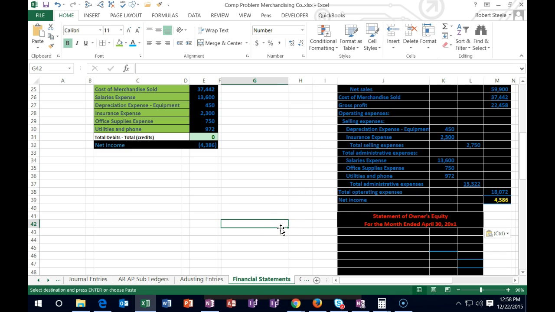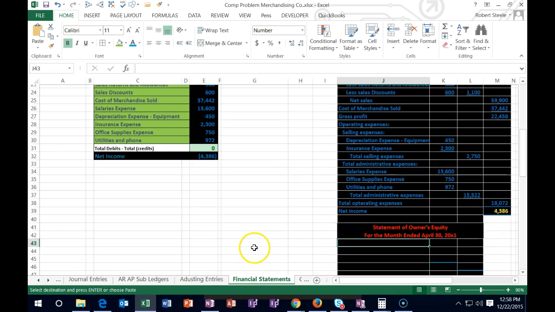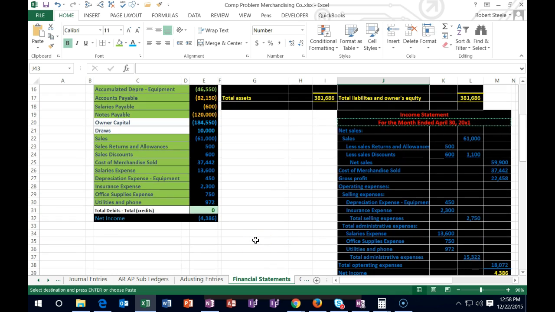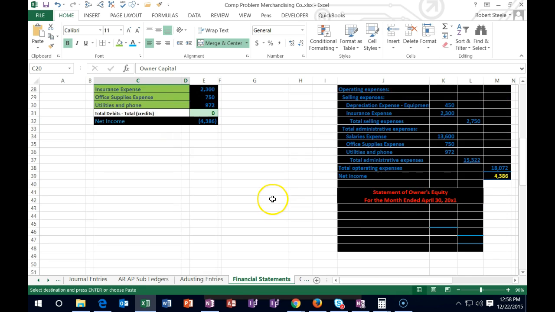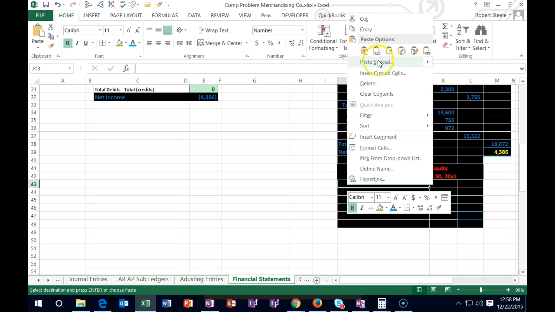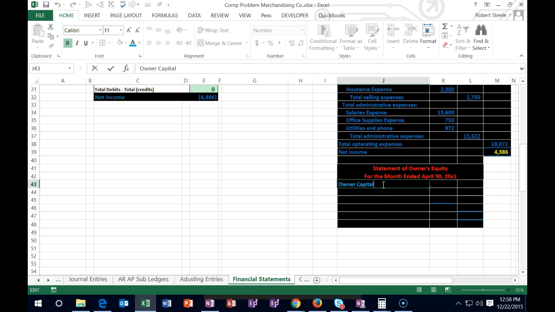And so now we're going to say what happened to the value of the company over time. Well, it started here. Remember, that's the beginning balance. So I'm going to copy that and say that's where we're starting from. I'm going to paste that. We just have to know that that's the beginning balance as of April 1st, 20x1, and I'm going to put that in the outer column.